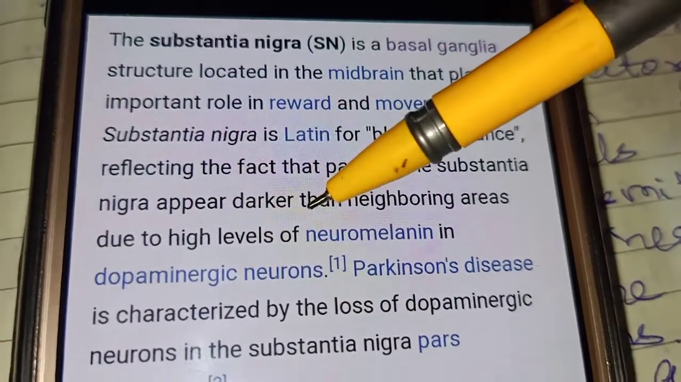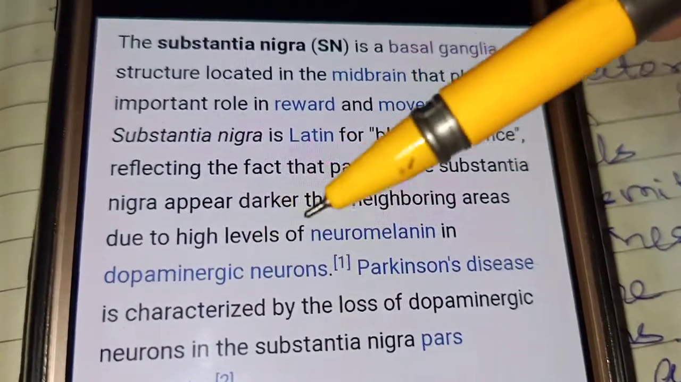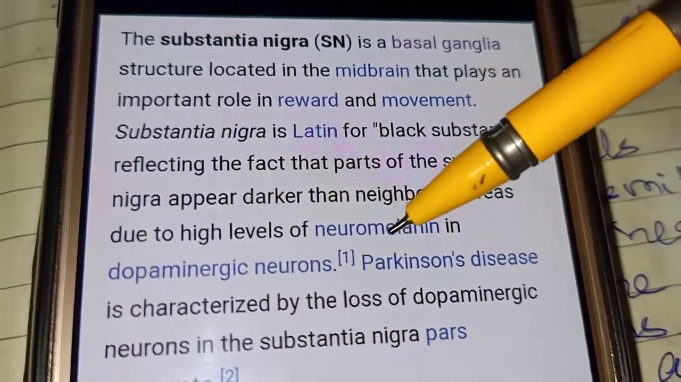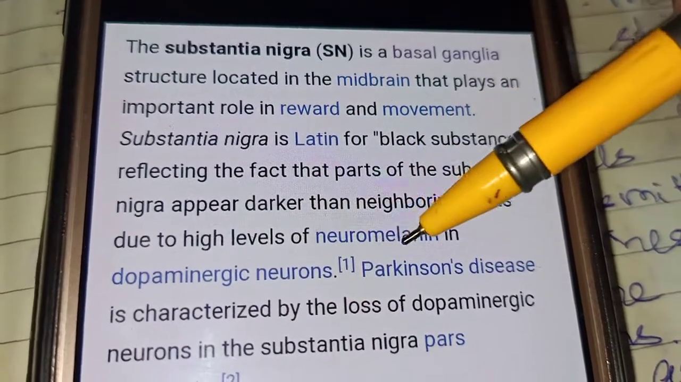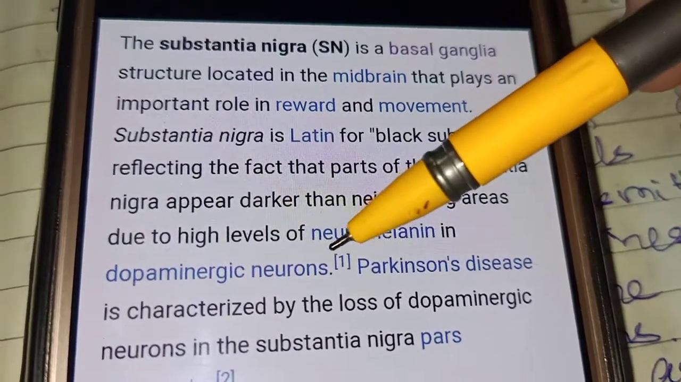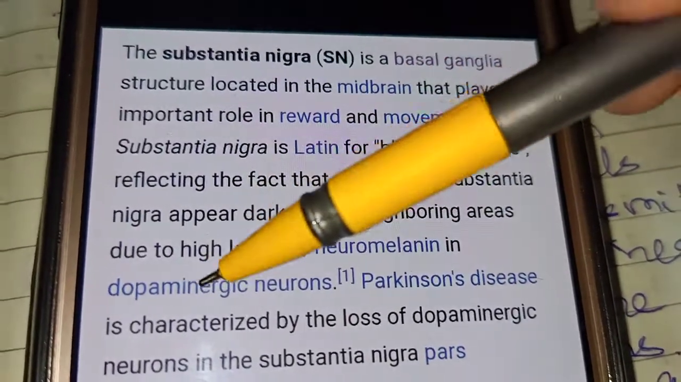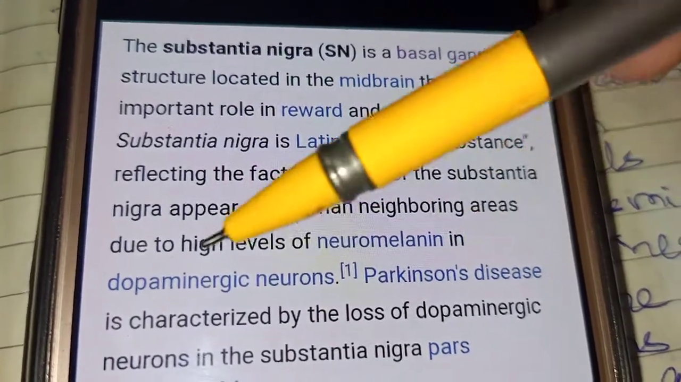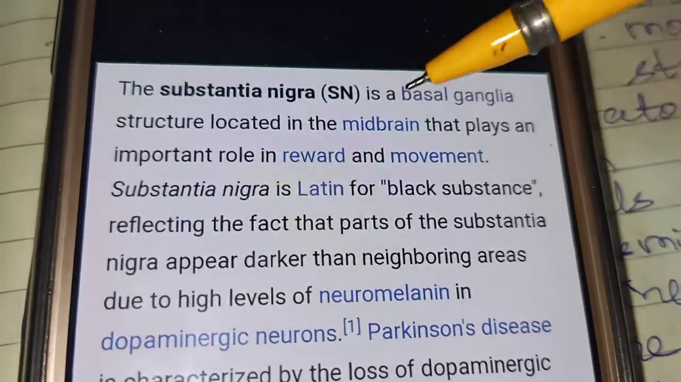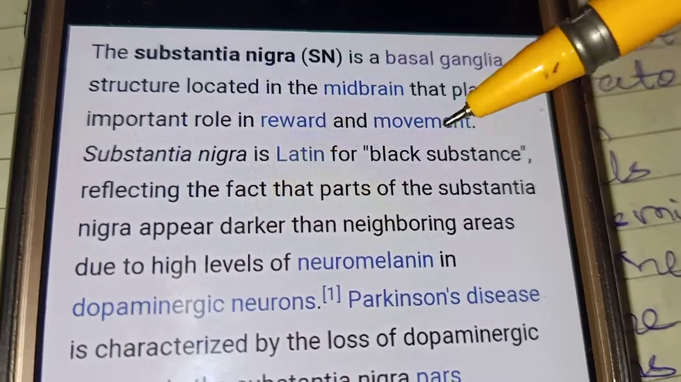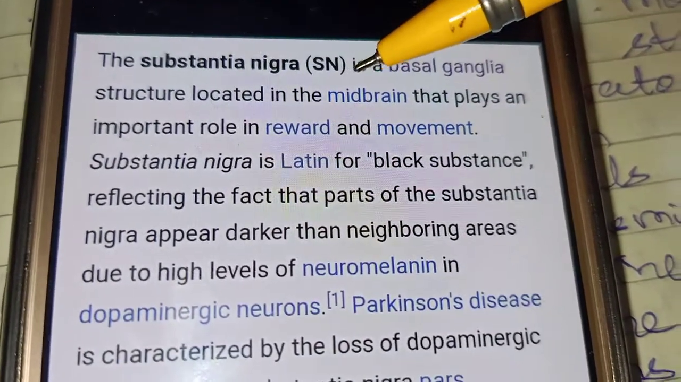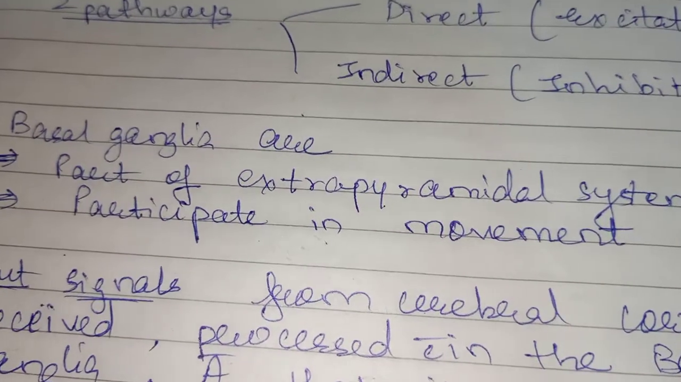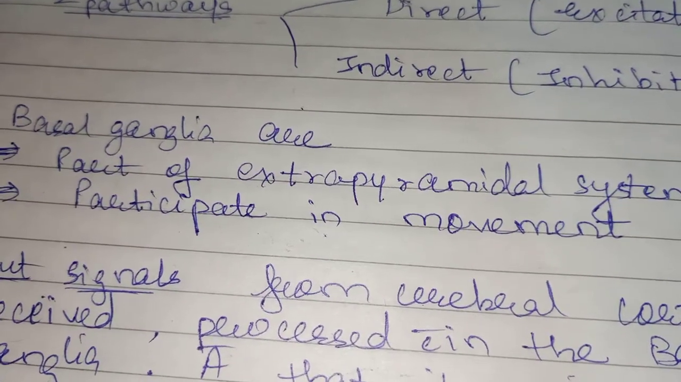And why is it dark? Because of the presence of high levels of neuromelanin. You know, melanin is a pigment, so neuromelanin is a pigment in the CNS. So there are high levels of neuromelanin in dopaminergic neurons which give the dark color to the substantia nigra. So we studied substantia nigra, globus pallidus, corpus striatum.